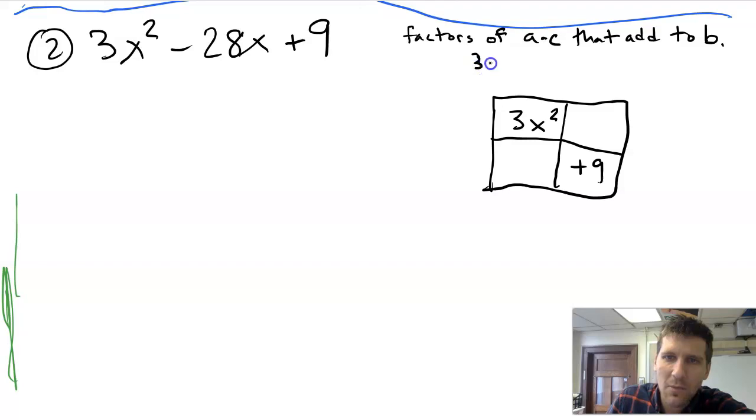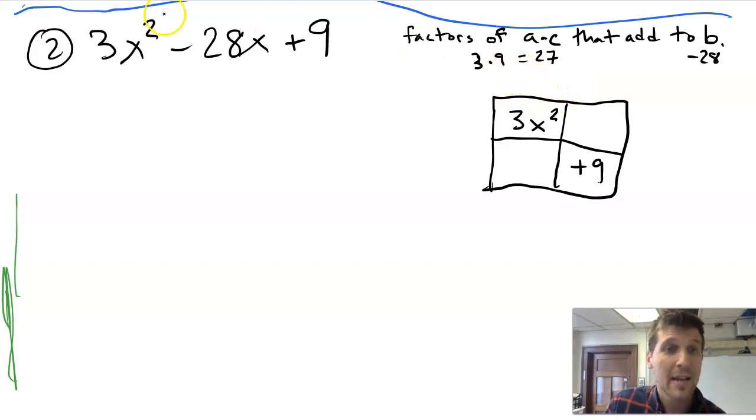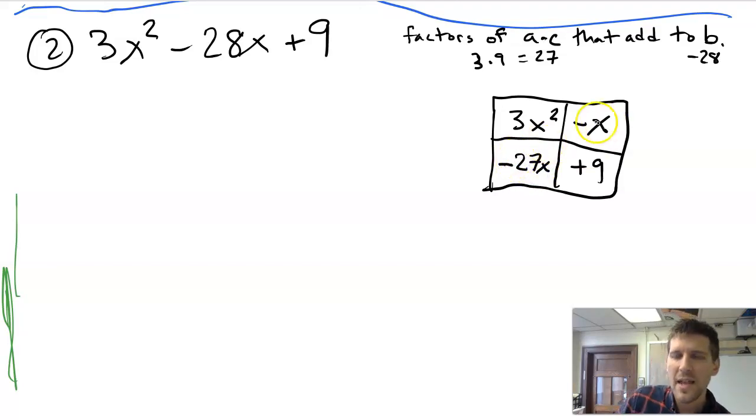Well, what is a times c? Well, 3 times 9 is 27. What are my factors of 27 that add to negative 28? Oh, well, this one's not too bad once I break it down like that, but it would have been harder to do it without knowing this process. So factors of 27 that add up to negative 28 would be negative 1x and negative 27x, because a negative x and a negative 27x add up to negative 28x. The reason I'm putting these x's here is because I want this to match up with what's here.